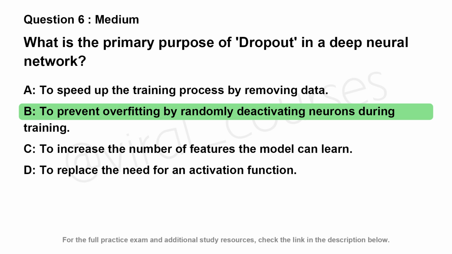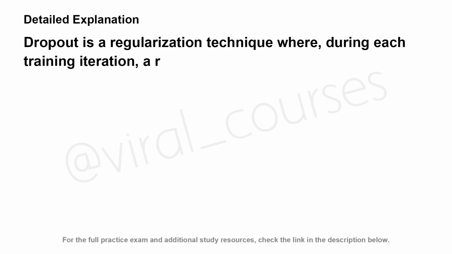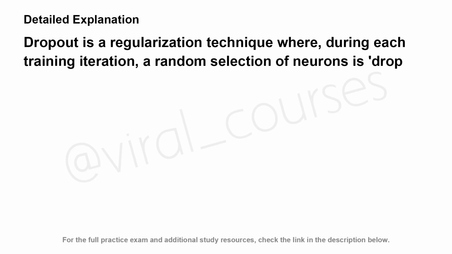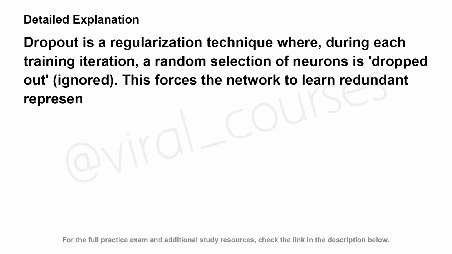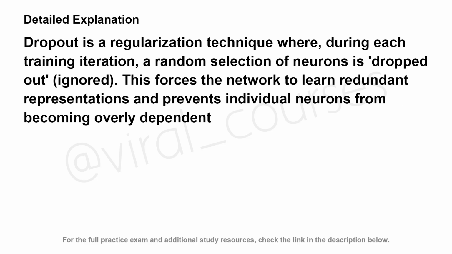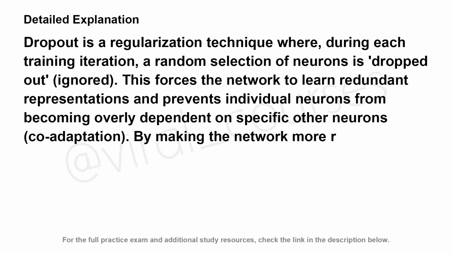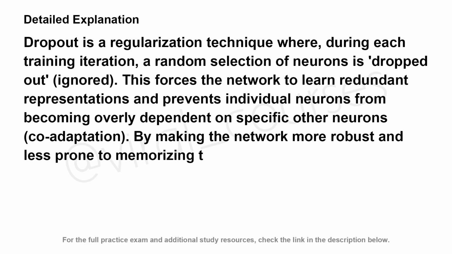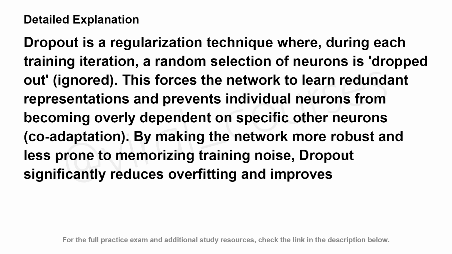The correct answer is B. Dropout is a regularization technique where, during each training iteration, a random selection of neurons is dropped out, ignored. This forces the network to learn redundant representations and prevents individual neurons from becoming overly dependent on specific other neurons. Co-adaptation. By making the network more robust and less prone to memorizing training noise, dropout significantly reduces overfitting and improves generalization to new data.